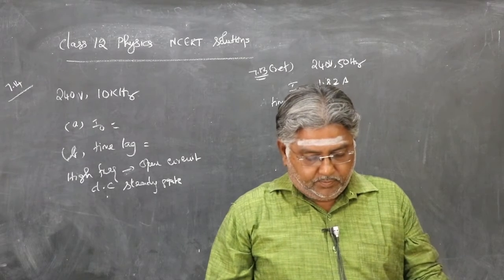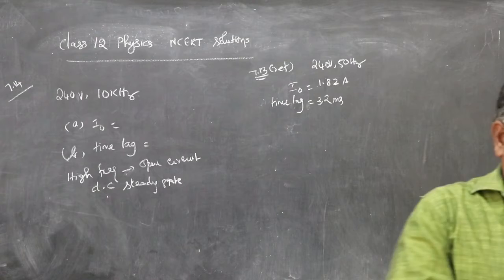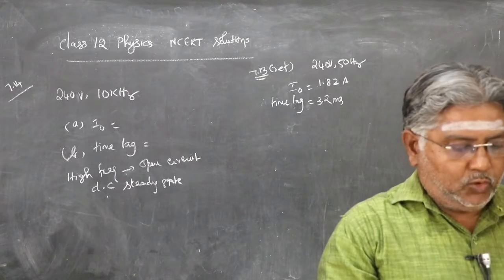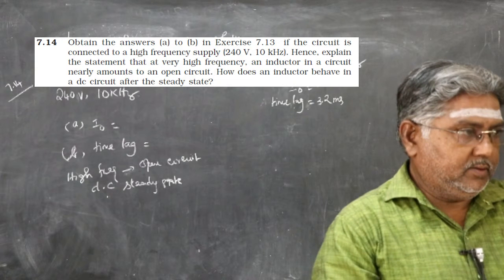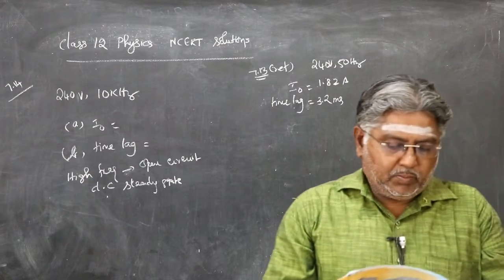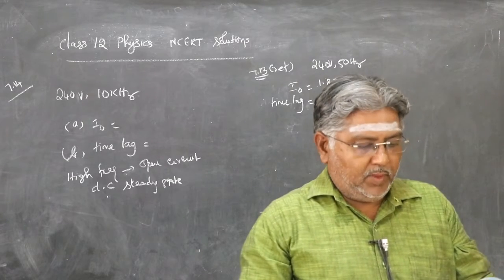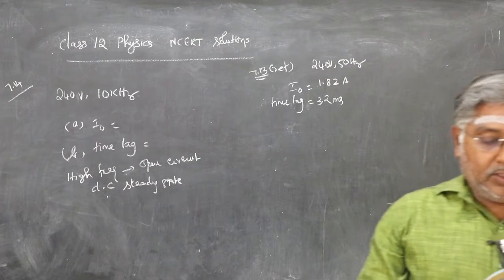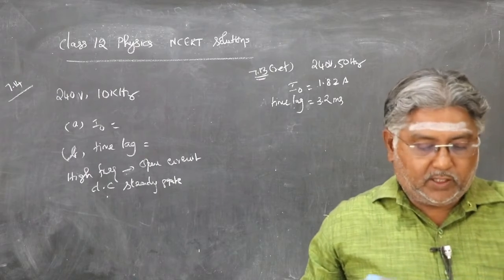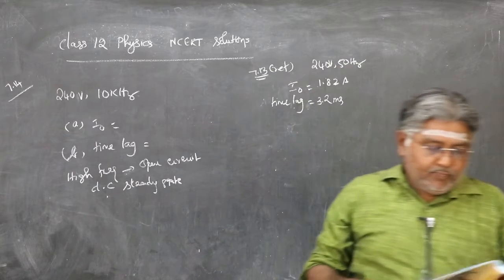Next question, 7.14. Obtain the answers to A and B in exercise 7.13. In the book it is given as 1.3, but that's a small misprint. You will have to take it as: obtain the answers to A and B in exercise 7.13. This is 7.14. It is related to 7.13 in some way.